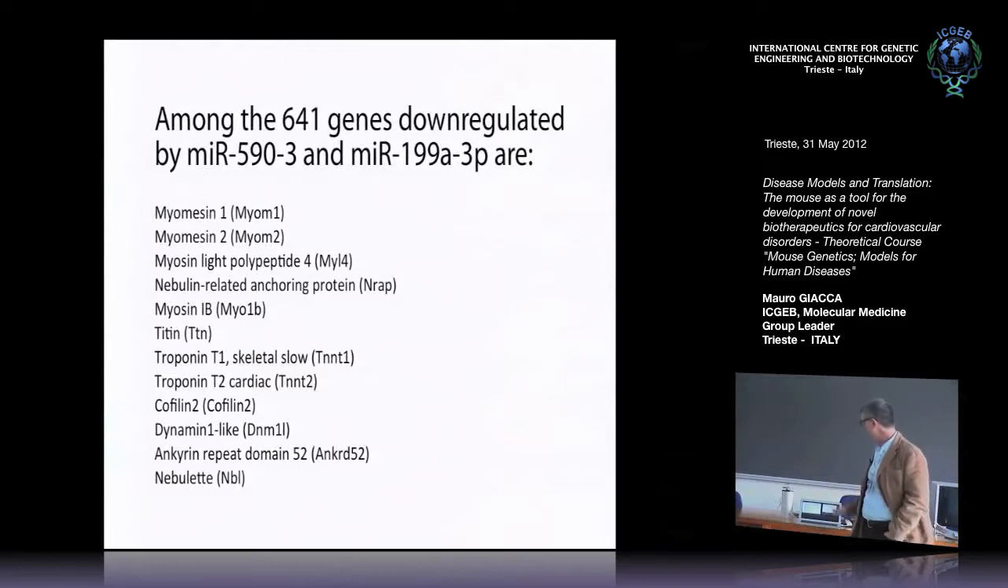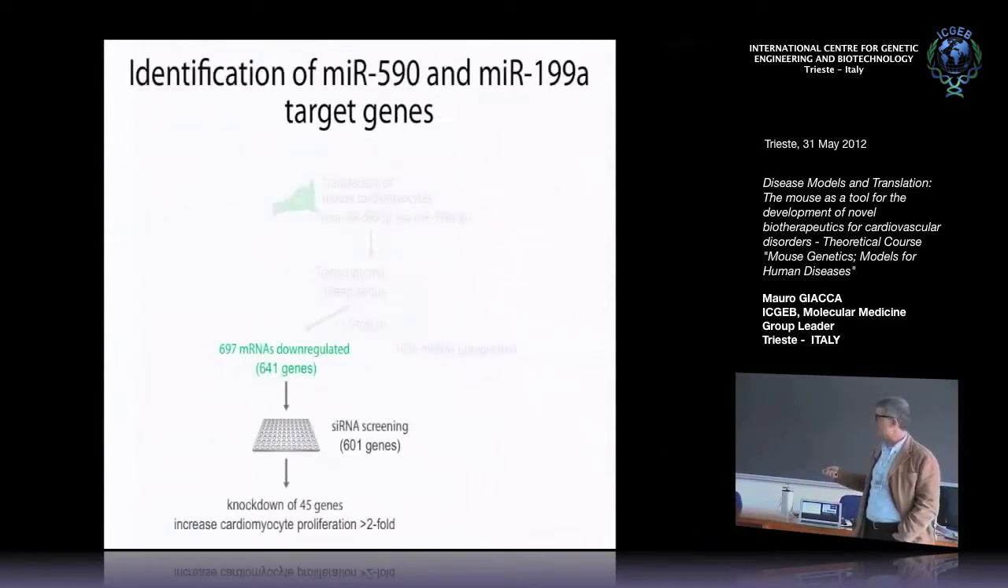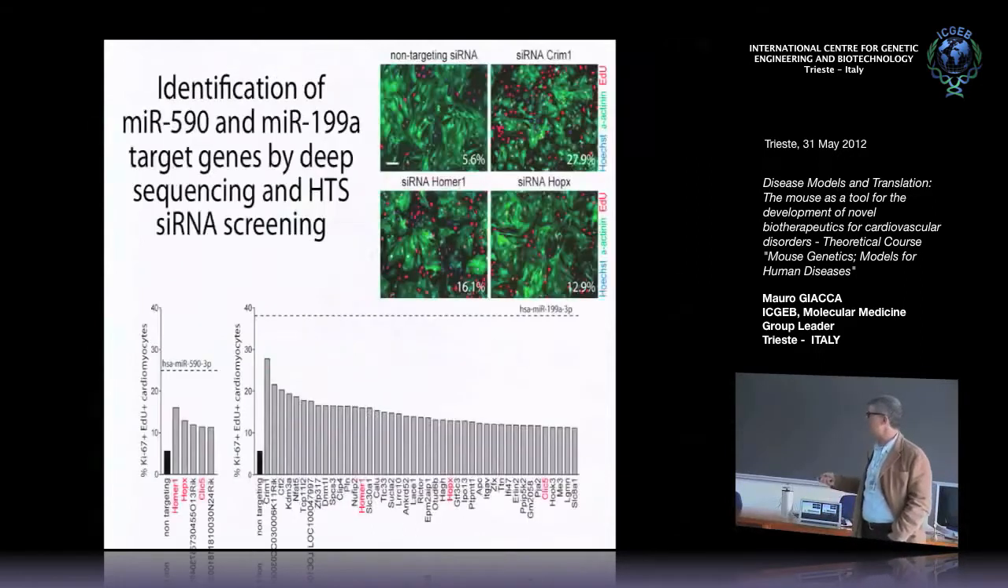And in fact, based on this result, we took 600 out of these 640 genes and, again in a robotic format, knocked down these genes one by one to see if some of them could promote proliferation. And indeed, we found that more than 30 genes individually can promote proliferation a bit.